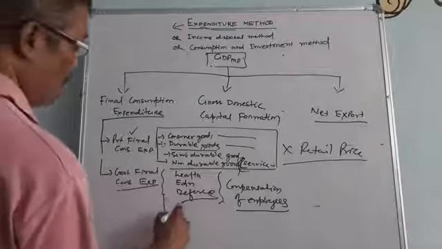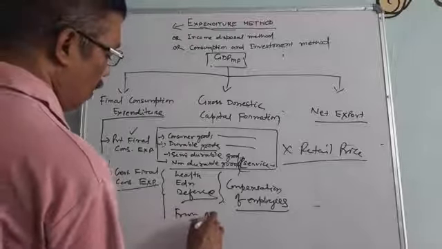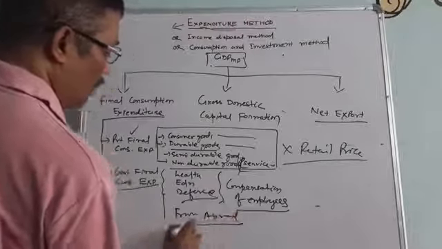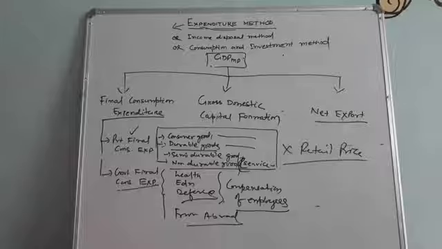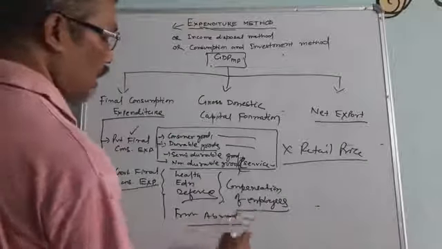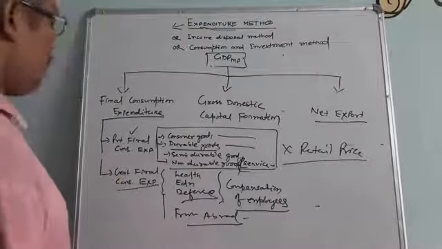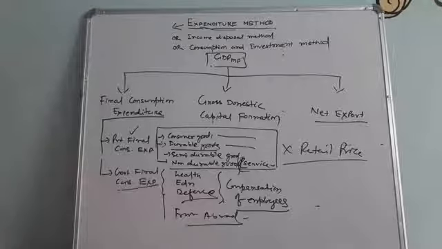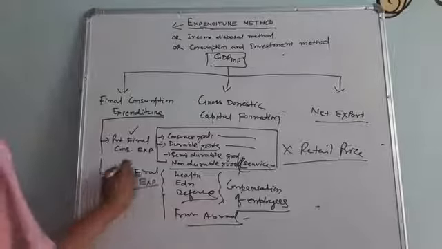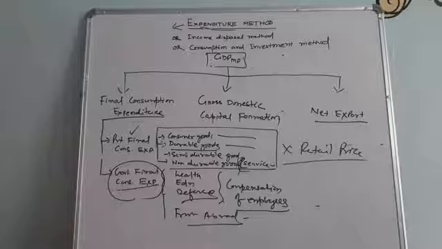Besides this, government purchases from abroad, like different defense equipment, arms and ammunition. Whenever the government purchases from a foreign country, these expenditures are known as government final consumption expenditures.